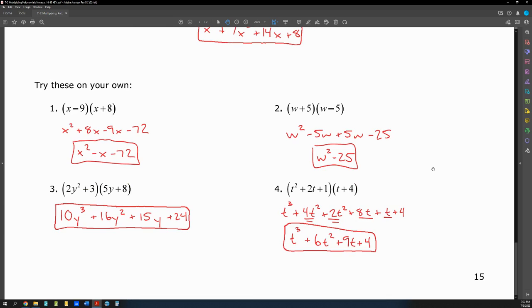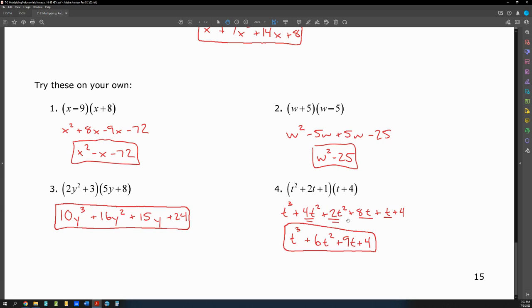Something interesting happens in number 2. I noticed that the middle, the inner and outer terms cancel out. This is a special case of multiplying called a difference of squares. W squared is a perfect square, and so is 25. So this is a difference, so a subtraction of perfect squares. For number 3, we didn't have any like terms, so when you did your multiplication, there was nothing to combine.